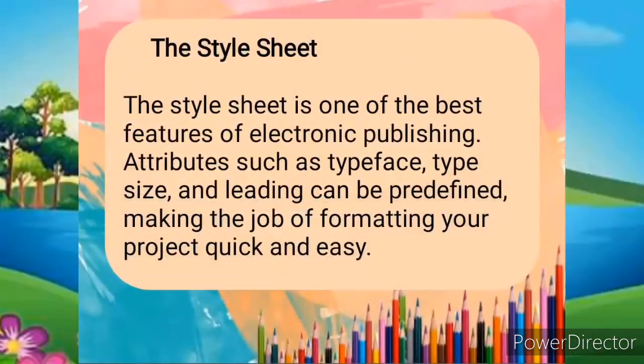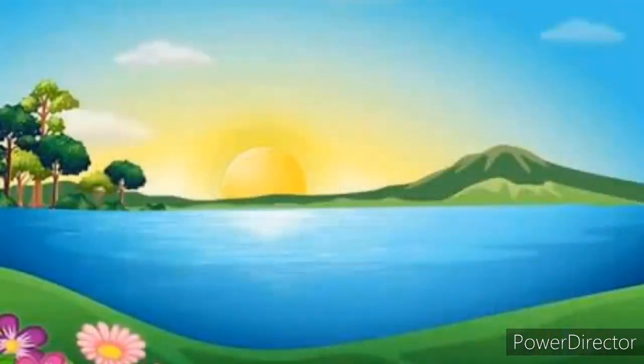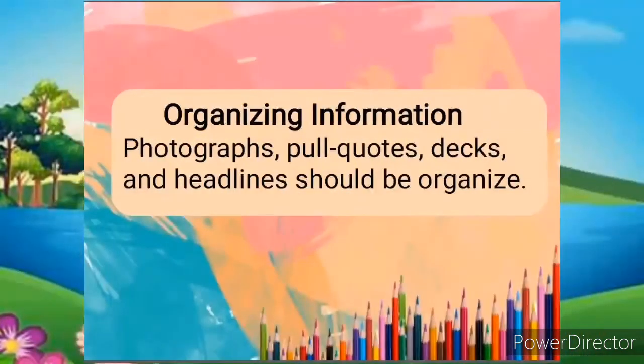Number one is the style sheet. The style sheet is one of the best features of electronic publishing. Attributes such as typeface, type size, and leading can be predefined, making the job of formatting your project quick and easy. The second one is organizing information. Photographs, pull quotes, text, and headlines should be organized.